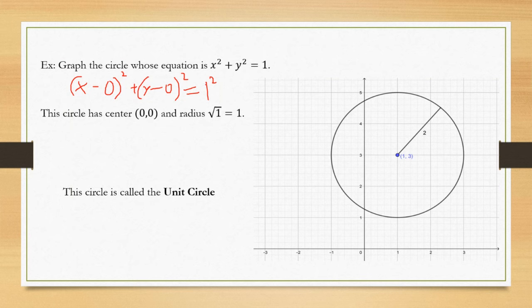But since this circle is so important, it's called the unit circle. Again, this is the wrong circle, this is from the previous example. But we have what's called the unit circle. That's the circle whose center is 0, 0, and the radius is the square root of 1, which is 1.